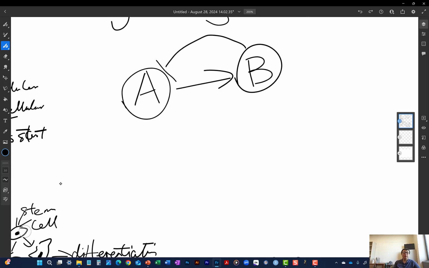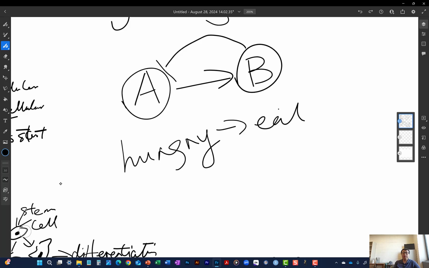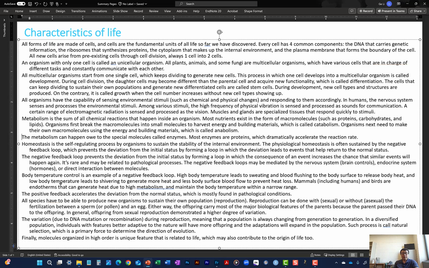That's still too abstract. Let's say hungry. When you're hungry, you want to eat. And when you eat, you don't feel hungry anymore. That's a very simple example of a negative feedback loop. One example of a negative feedback loop is body temperature.